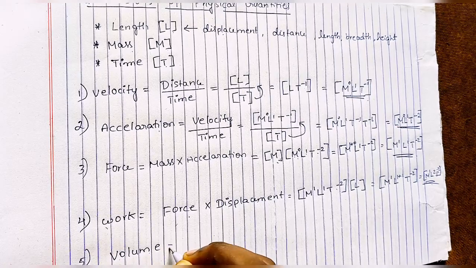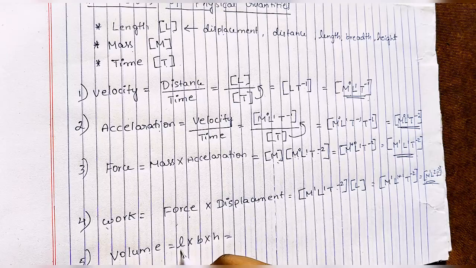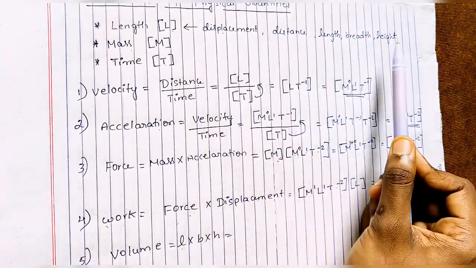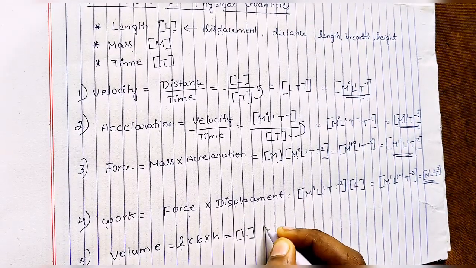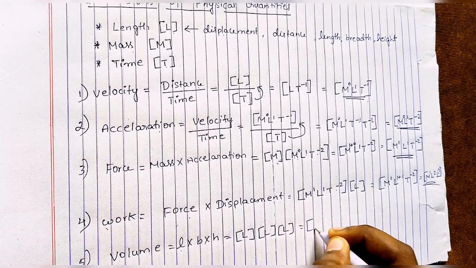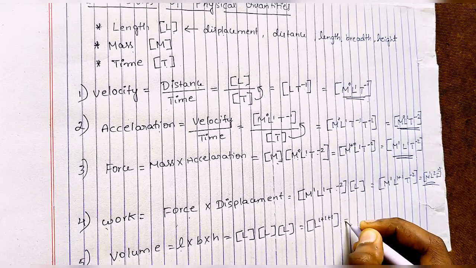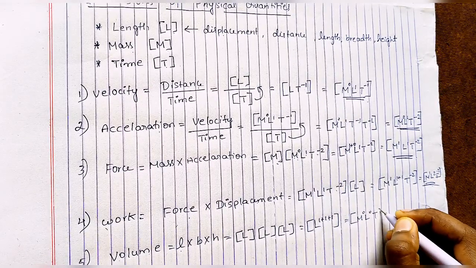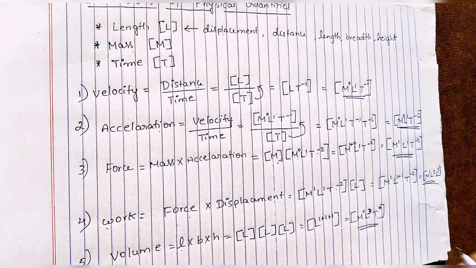We know that volume means length into breadth into height. Here length is also denoted by L and breadth is also denoted by L, as well as height is also denoted by L. So I will write L into L into L. So we got L to the power 1 plus 1 plus 1, that is L to the power 3. So in MLT form, what we can write, m to the power 0, L to the power 3 and t to the power 0, which is the dimensional formula for volume.